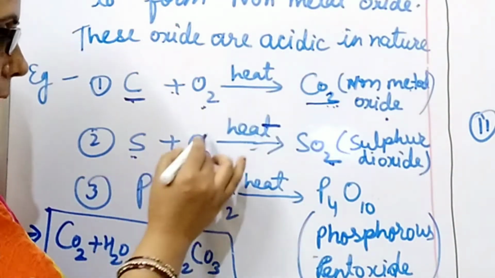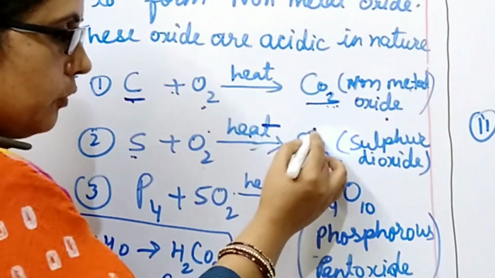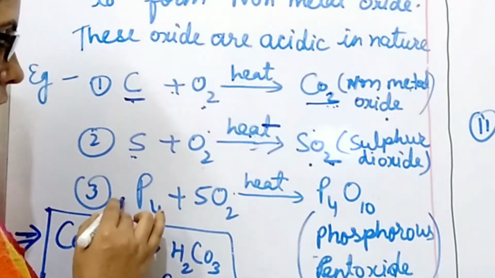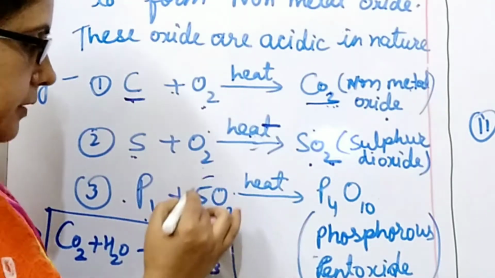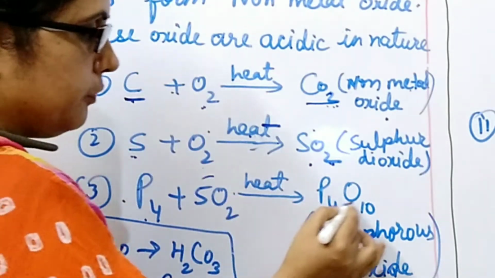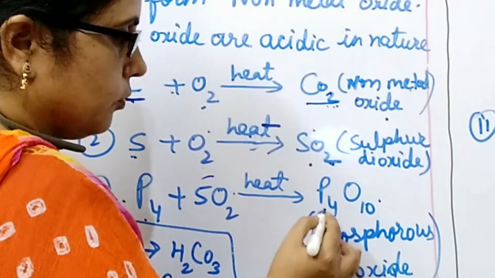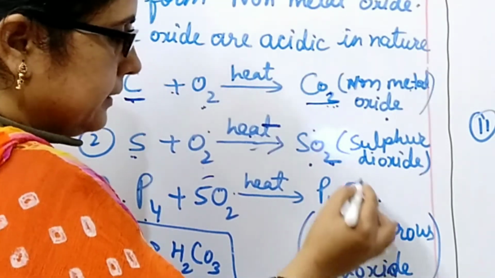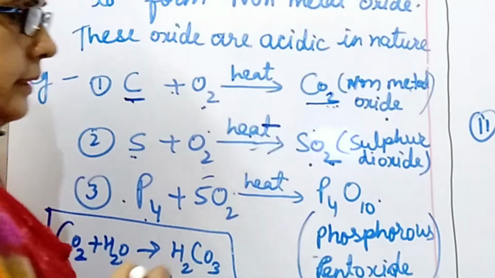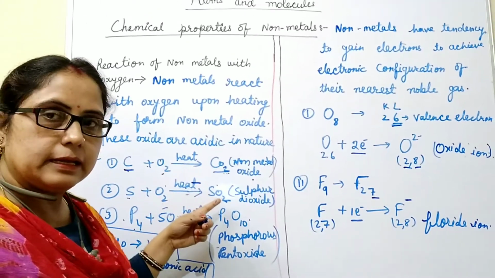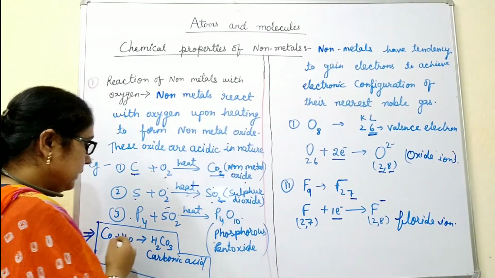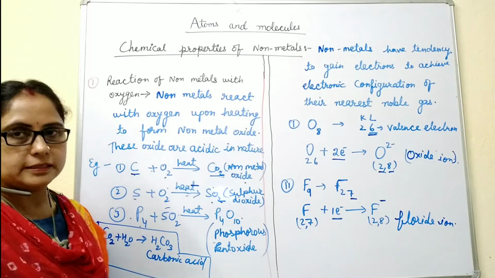Similarly, sulfur combines with oxygen upon heating to form sulfur dioxide. Phosphorus P4 combines with oxygen to form P4O10. Its name is phosphorus pentoxide. This is a nonmetal oxide. These nonmetal oxides are acidic in nature because when they react with water, they form acid.